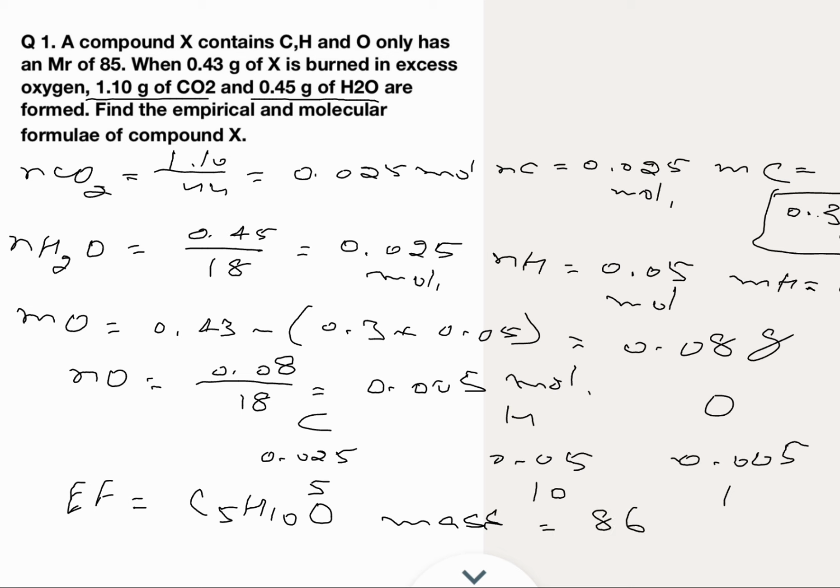This is the same as the Mr which is given to us. So the molecular formula and empirical formula are the same, and C5H10O is the molecular formula.